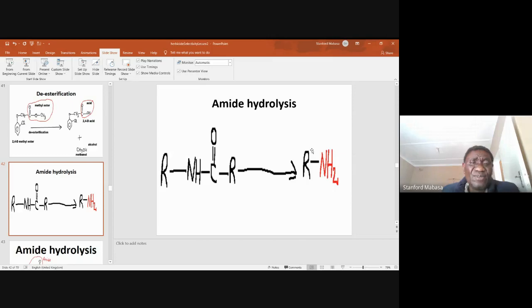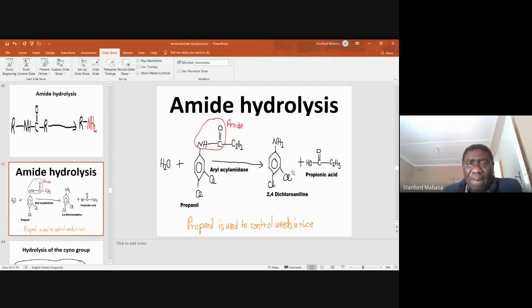There's also what is known as amide hydrolysis. The amide structure is this, where you've got R, NH being attached to carbon, then we have got oxygen here, and then another R. So if you can identify this part on a herbicide molecule, you can predict that it can undergo amide hydrolysis. Here we've got the NH2 attached to R.